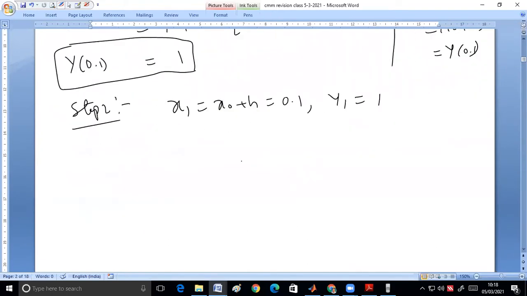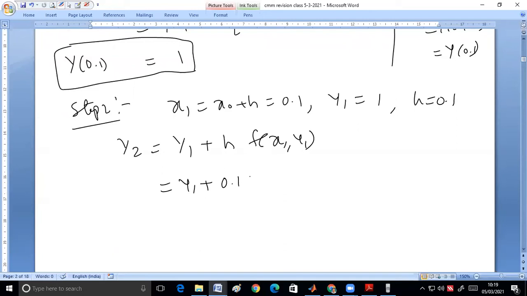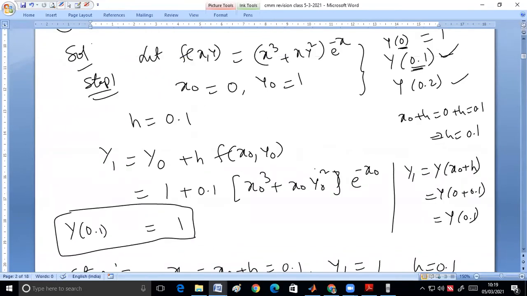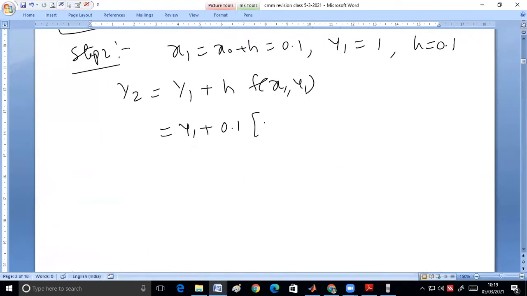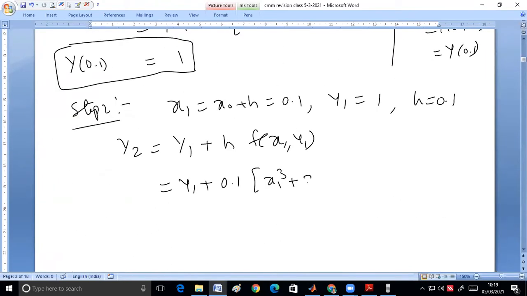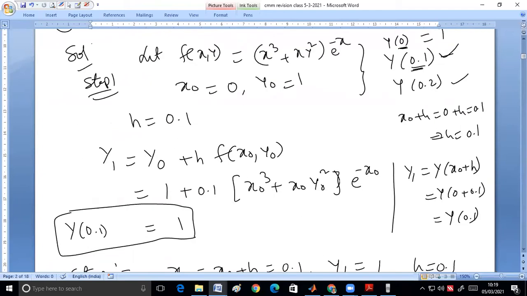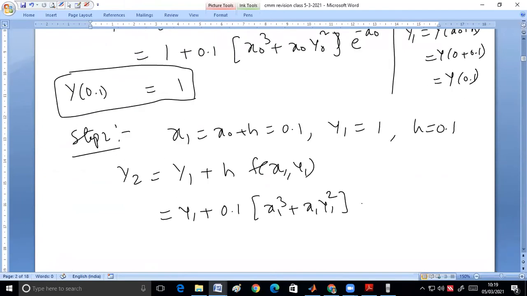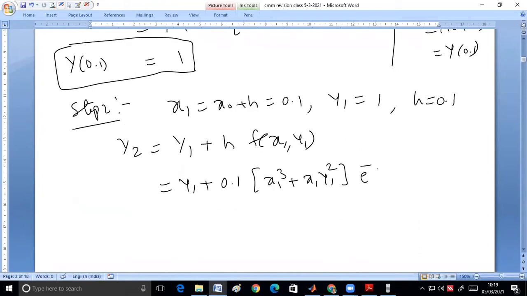Now we will find the y2 value. y2 equals y1 plus h into f of x1, y1. h is already known, h is 0.1, into our same function: x1 cube plus x1 into y1 square into e power minus x1.